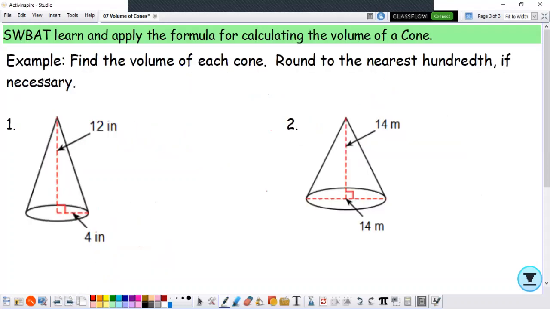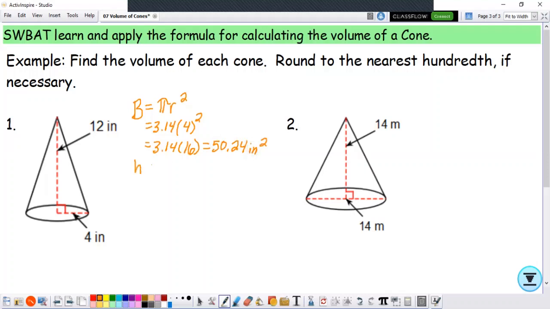Let's take a look at 2 more. Let's find the area of the base, pi r squared. So we have 3.14 as our approximation for pi. Our radius is 4, so 4 squared. 4 squared is 16. For a base area of 50.24 inches squared.